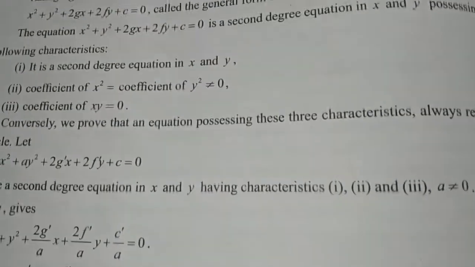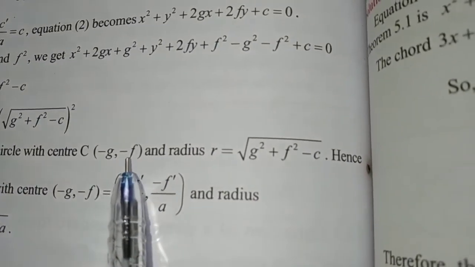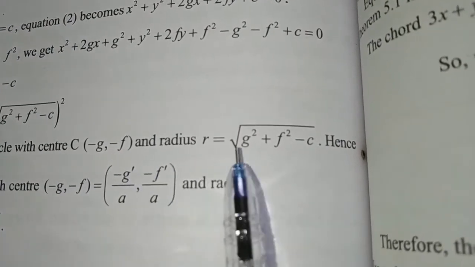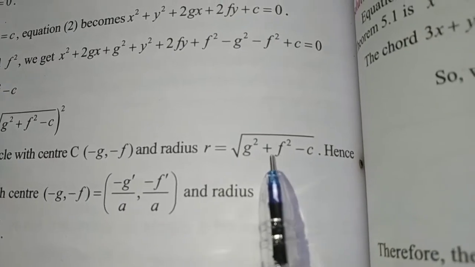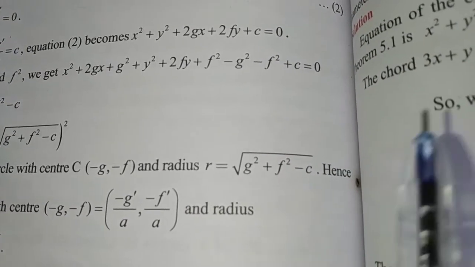Understand or not? Now in this circle, the center is (minus g, minus f), and the radius is root of g squared plus f squared minus c.